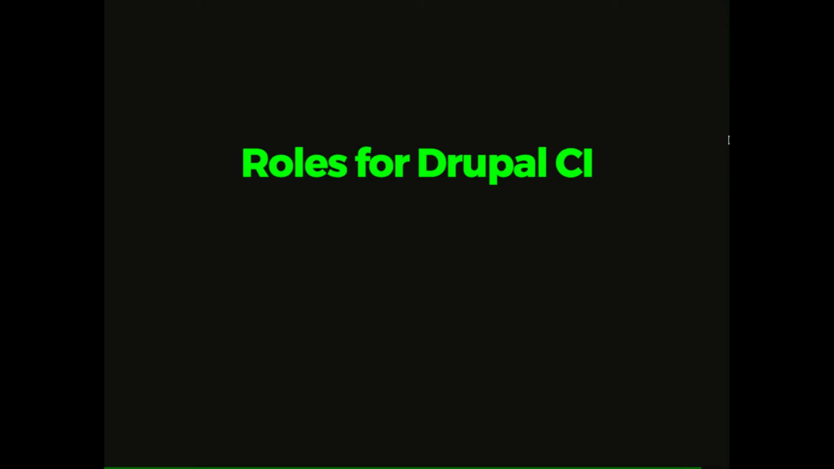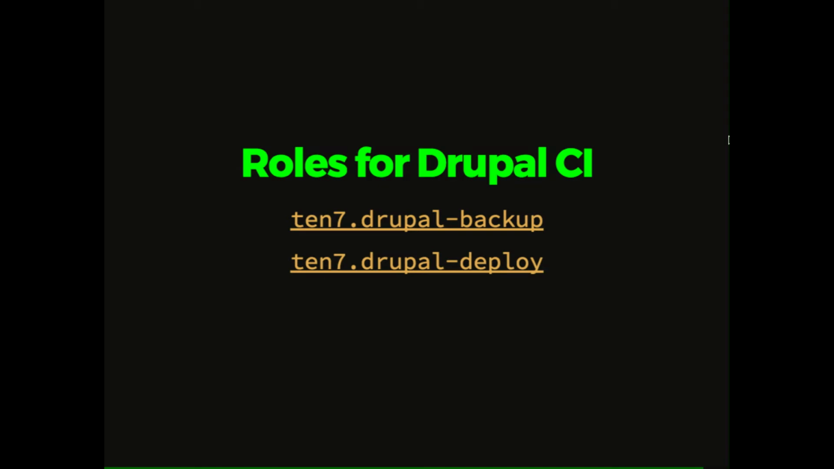Now, if all of this seems complicated and it's like, oh man, that's a lot of stuff that you're throwing at me, Tess, what are you going to do now? Well, it turns out all of our deployment scripts we've already made free and open source for you to use today. It's all on Ansible Galaxy, and you can find it at 10.7.drupal-backup or 10.7.drupal-deploy. And you can find the source code on GitHub.